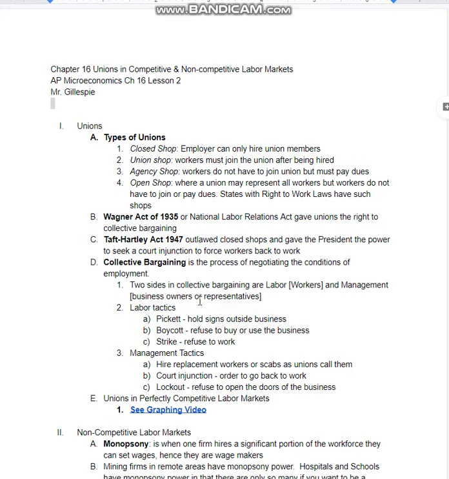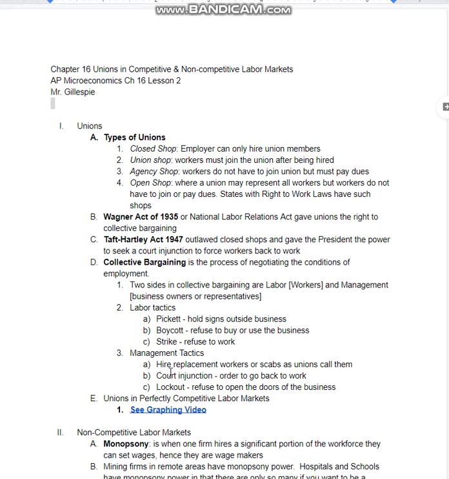And when it comes to various tactics in trying to negotiate, labor has three tactics. They can picket, where they hold signs outside the business. They can boycott, where they refuse to buy the products or use the business, and they can strike. And that's the most effective weapon there, the strike, the refusal to work. Obviously, if you strike, you do not collect an income. So unions sometimes pay their workers a small wage while they are on strike.